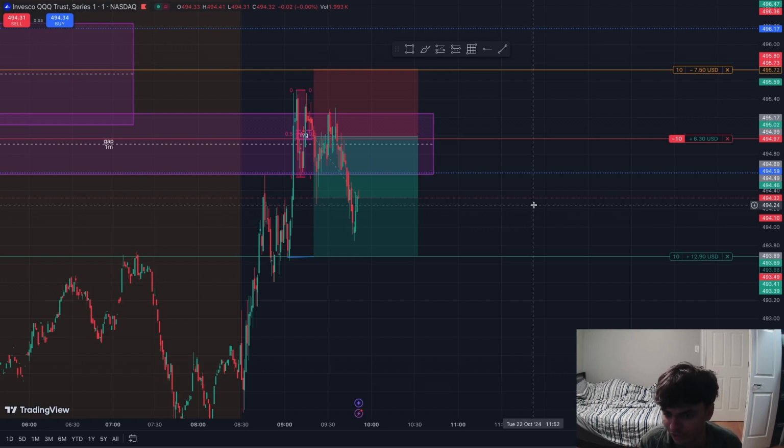Hopefully this trade plays out. I'm going to have an update with a short. But if you guys have any questions, let me know. Leave a comment down below what you think about liquidity. Do you guys use liquidity in the markets? I mean, everybody should, in my opinion.